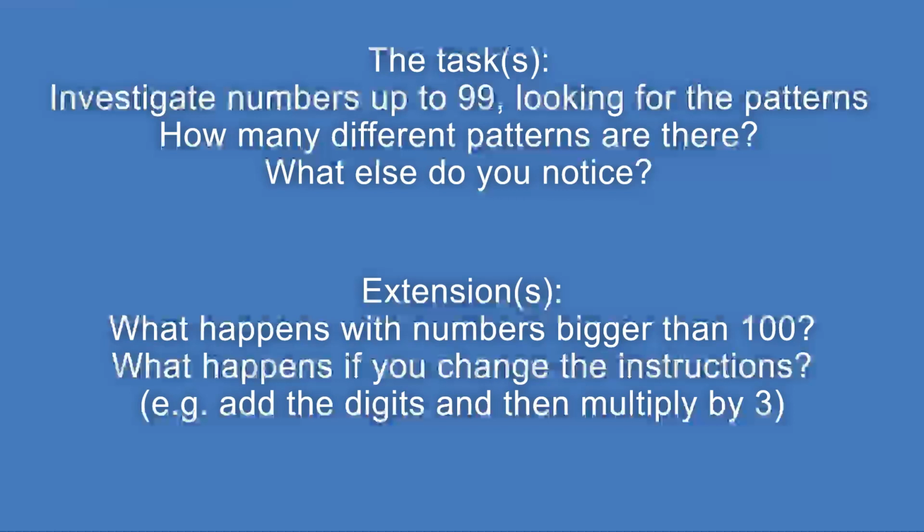Now, if you get through that and you think you've understood all of that, the extension is to consider either or maybe both numbers bigger than 100. So maybe start with 157 or 193, or also the possibility that you could change the instructions. So the instructions could be to add the digits and then multiply by 3. So there you go, there is your task. There's your possible extension if you choose to take it.